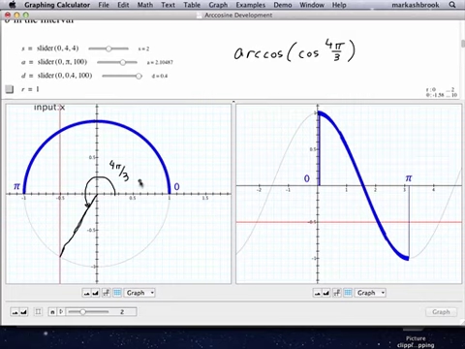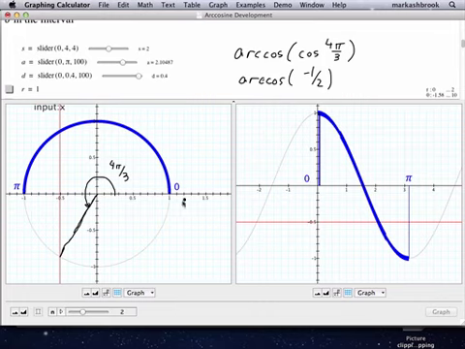What's the cosine of 4 pi over 3? -1/2. It's the horizontal distance to the right of the vertical diameter. In this case, it's to the left, at -1/2. What's the arccosine of -1/2?